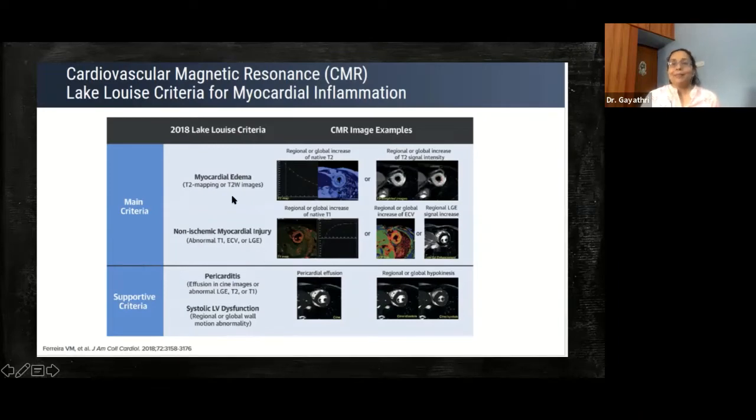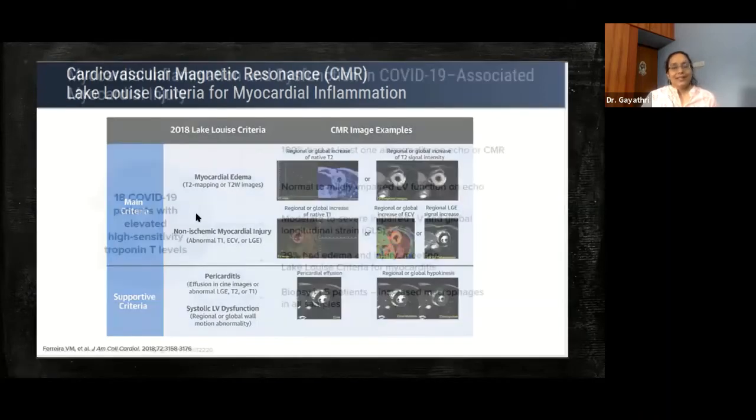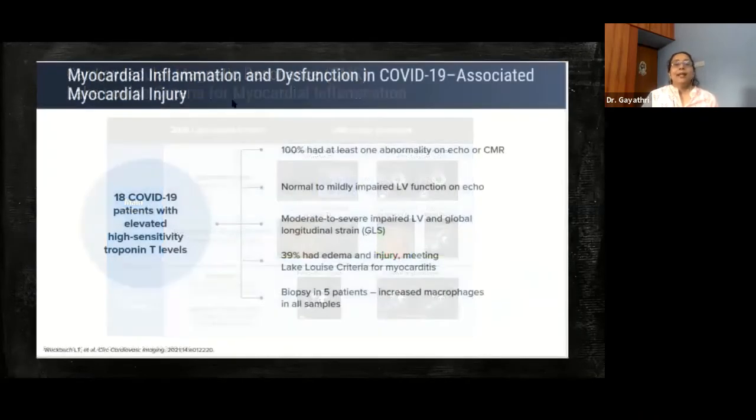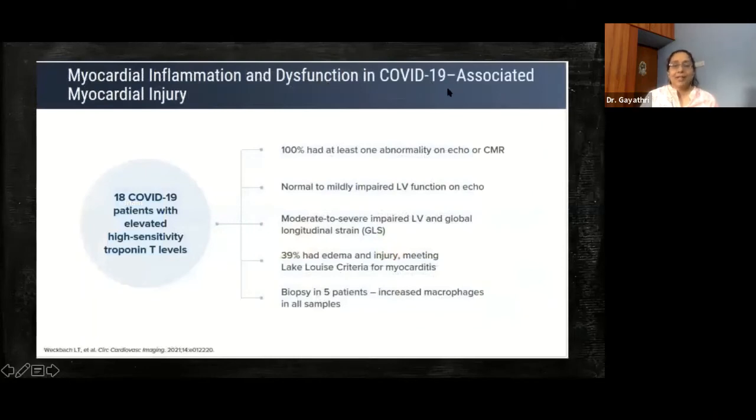And myocardial edema is found by T2 mapping, and LGE or late gadolinium enhancement shows myocardial injury, which can be ischemic as well as non-ischemic, and COVID-19 causes non-ischemic myocardial injury. And there are supportive criteria also, that is pericarditis and also systolic LV dysfunction. These are supportive criteria, and the most important criteria which shows ongoing myocarditis is myocardial edema and non-ischemic type of myocardial injury.